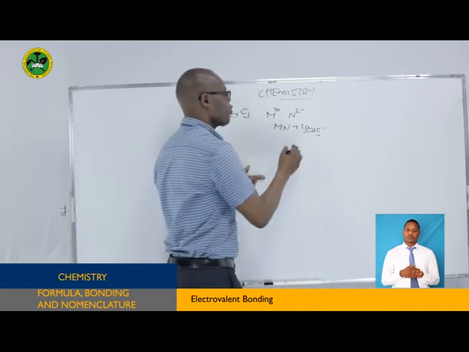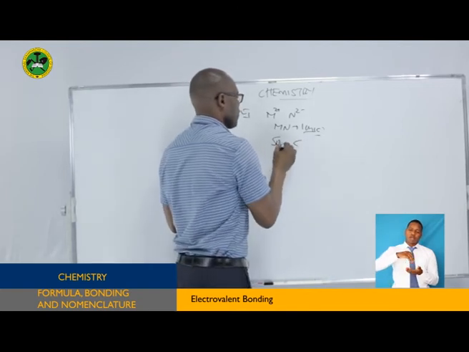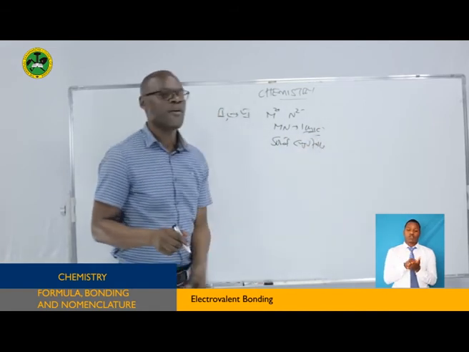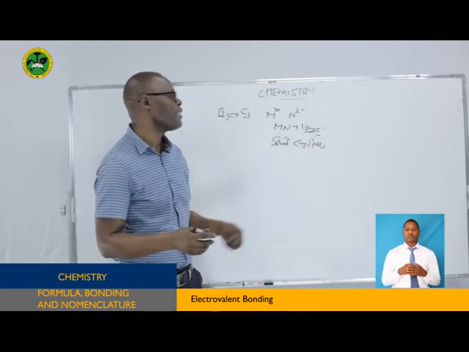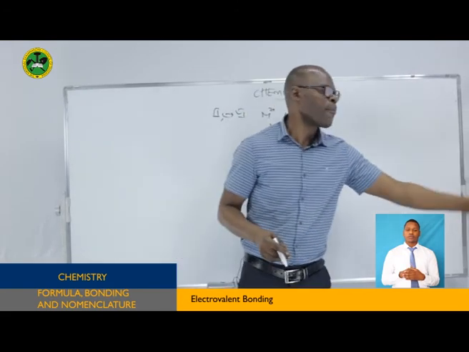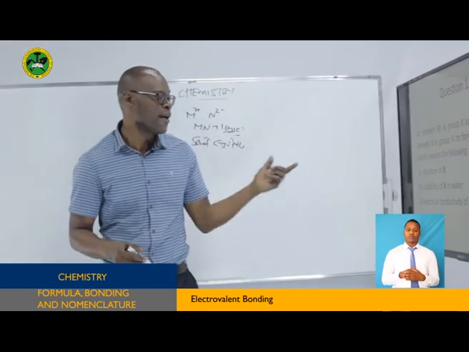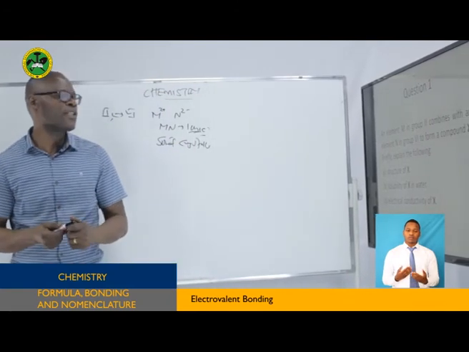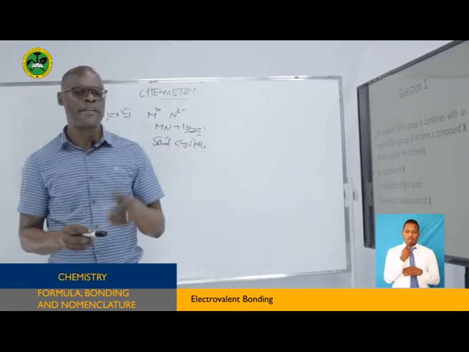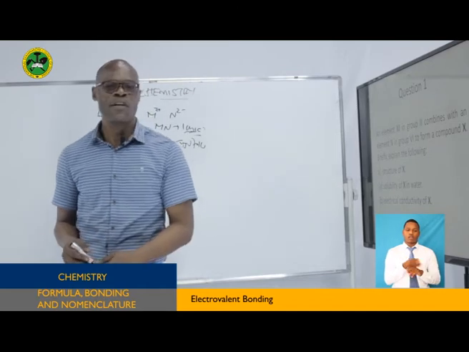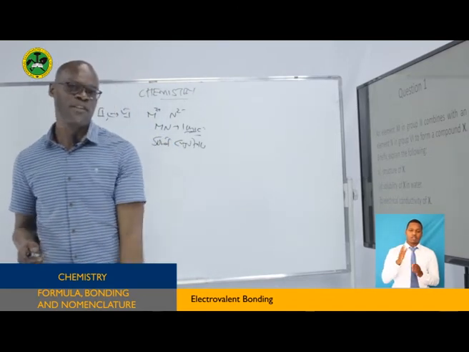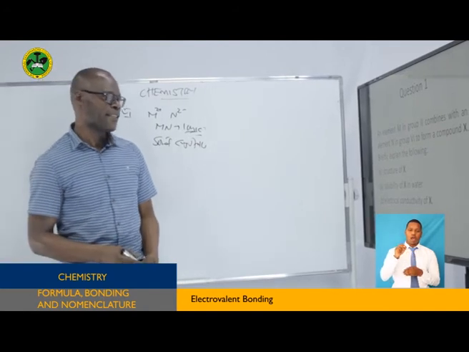They are solid crystals due to high attraction between the ions. Solubility, all ionic compounds are soluble in water. Why? Because they are polar in nature. And also in terms of electrical conductivity, we say X can conduct electricity either in molten state or in aqueous solution. Why? Because they can form ions in solution or in molten state.